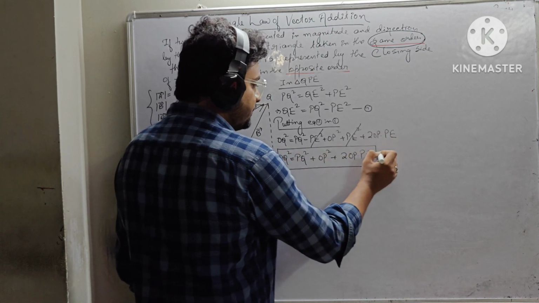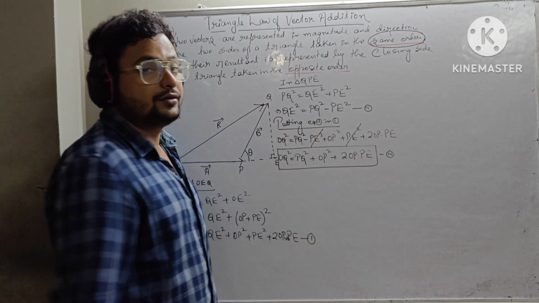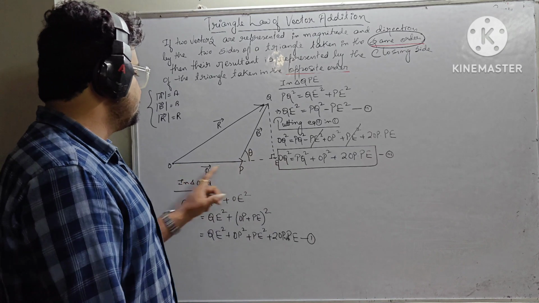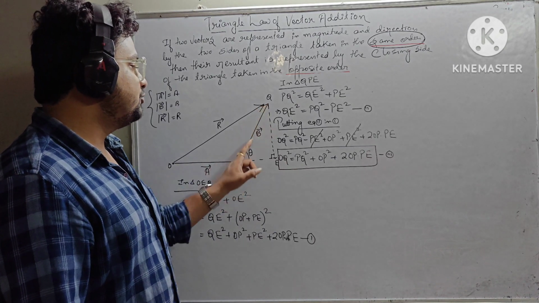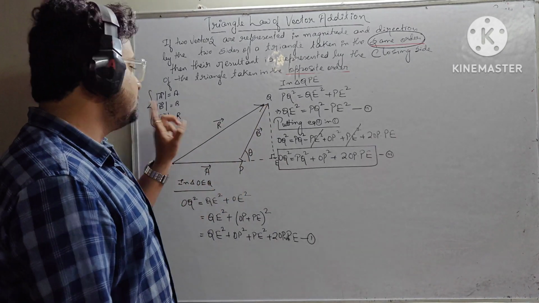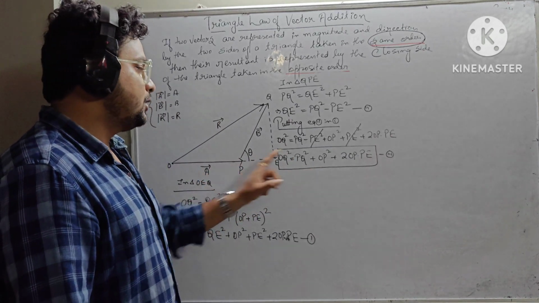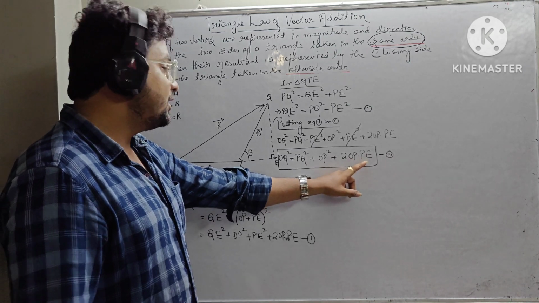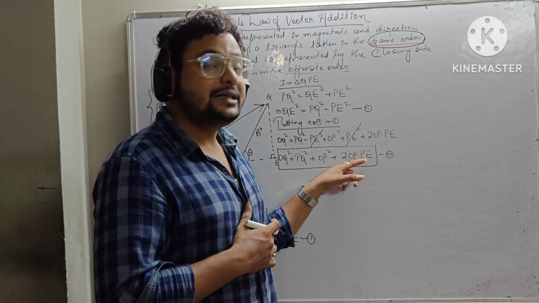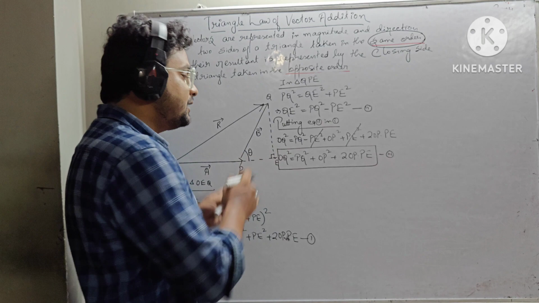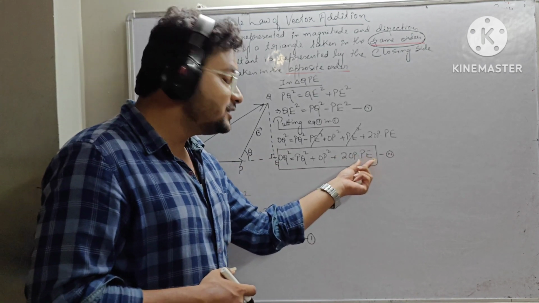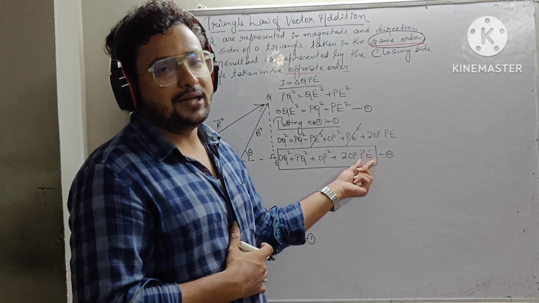Now see, still our task is not done. We have PQ, and we know the magnitude of PQ, that is B. Then OP, we also know the magnitude of OP, that is A. Over here also there is OP, but one more term is there, that is PE. We still don't know the magnitude of PE. So we have to find out this PE and then replace it.